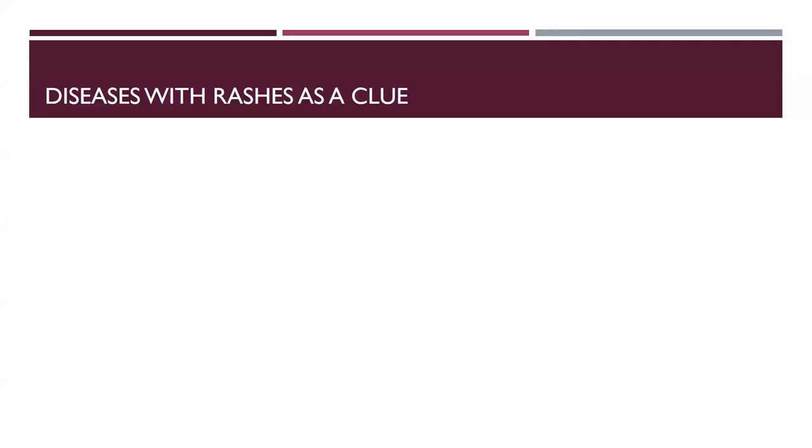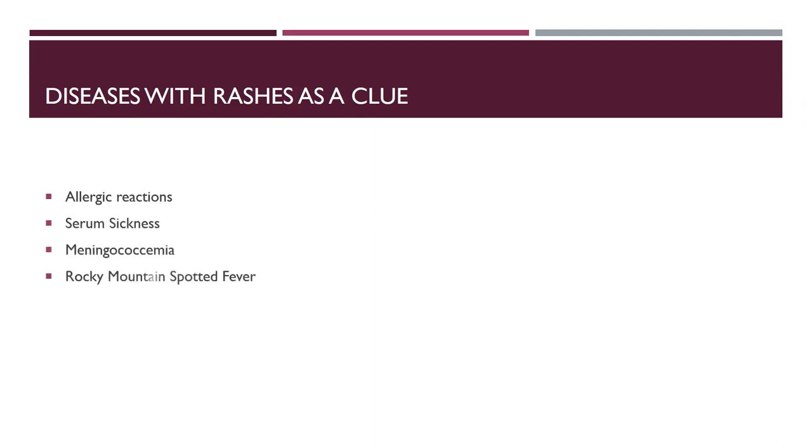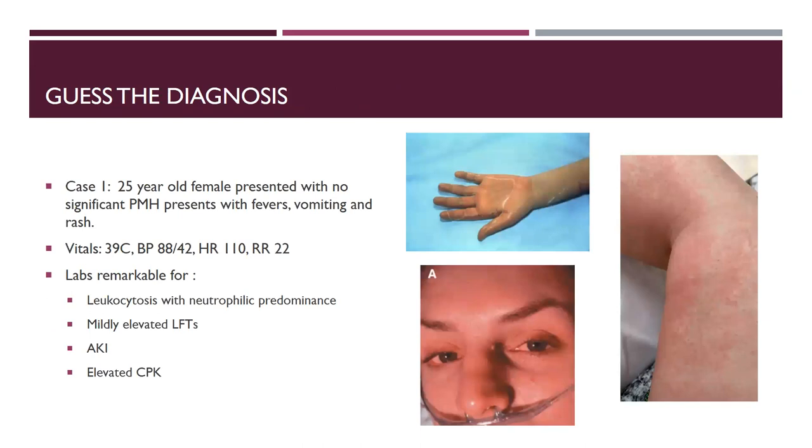And then these are some of the diseases that have rashes as a clue. Allergic reactions, I think that's one we've all seen. Serum sickness, meningococcemia, Rocky Mountain spotted fever, which we don't see a whole lot in Michigan, but as you get outside of Michigan, you'll start to see a lot more in the endemic areas. Calciphylaxis with our gigantic ESRD population, and then cutaneous vasculitis.